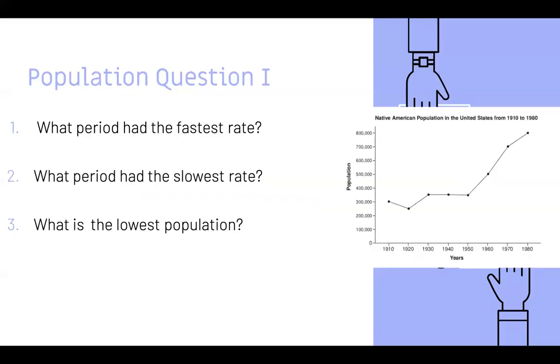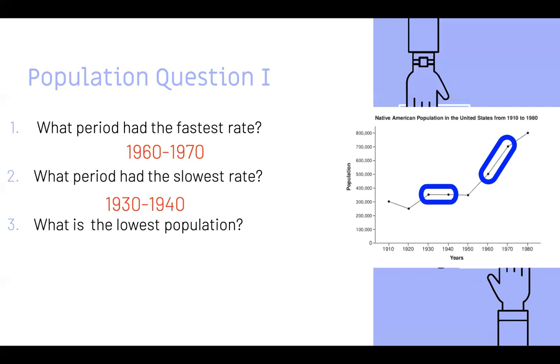Population question, right? What period had the fastest rate? So what period went from the lowest to the highest? We can see that's from 1960 to 1970, in that blue. What period had the slowest? Well, the one that barely changed: 1930 to 1940, right there, that flat line.